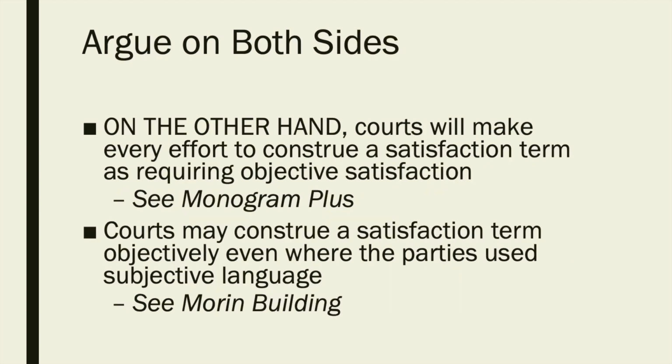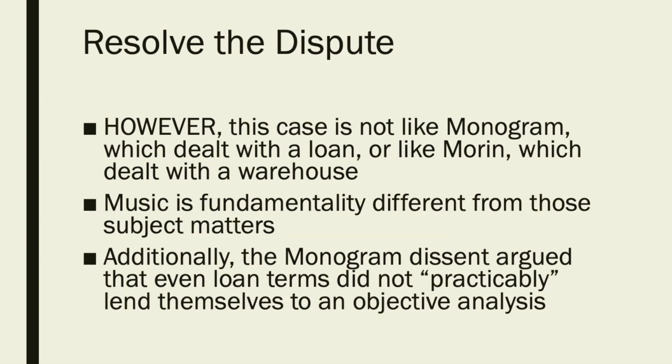So what do our plaintiffs, Bob and Carol, have to say about this? On the other hand, courts will make every effort to construe a subjective term as rather an objective one. And you can see that in Monogram Plus and in Morin Building Products. Even when the term is used in the contract and makes explicit reference to personal satisfaction, courts might still construe it to be objective. So who wins this dispute? Let's resolve it with our continued analysis.